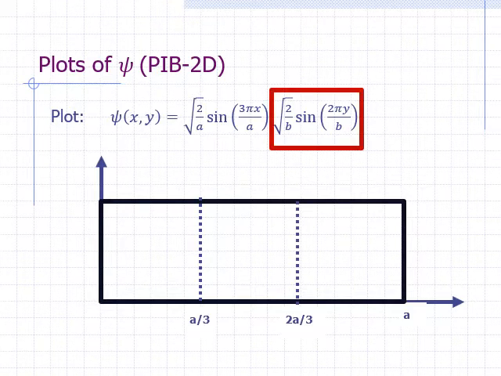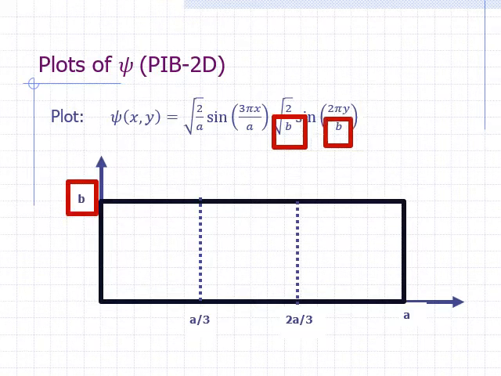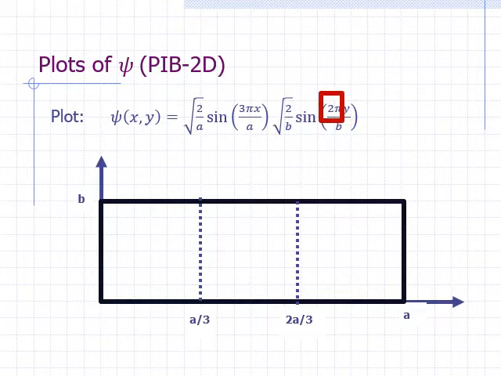Here's the part that depends on y. We can easily identify b here as the length of the box along the y-axis. It's what we called L2 earlier. We can also identify 2 here as the quantum number n sub y. This means we expect to find 1 node along the y-axis. We expect that node to be halfway through the length of the box along the y-axis. So we expect to find it at y equals b over 2.